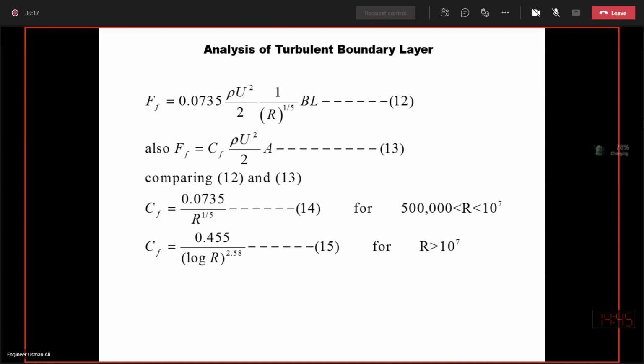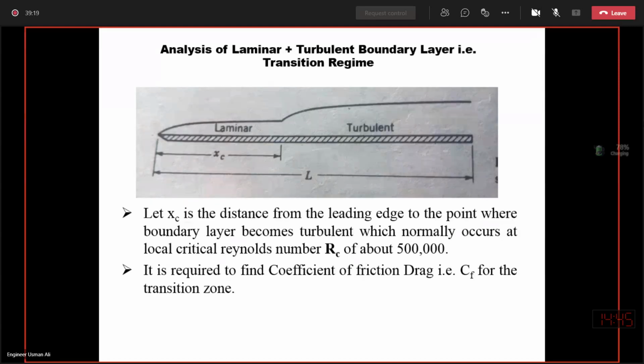Now, next is the analysis of transition boundary layer. First of all, you need to understand when this boundary layer will exist. Whenever the length of the plate is sufficiently greater than xc, at distance xc the laminar boundary layer will change to turbulent boundary layer, and at this distance the critical Reynolds number Rc is 500,000.